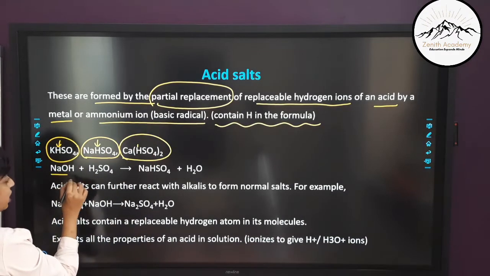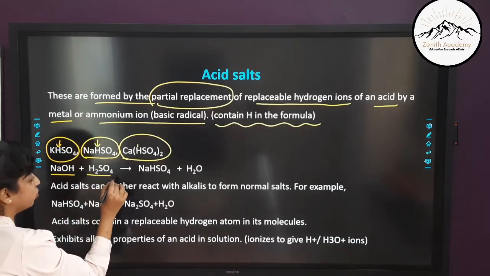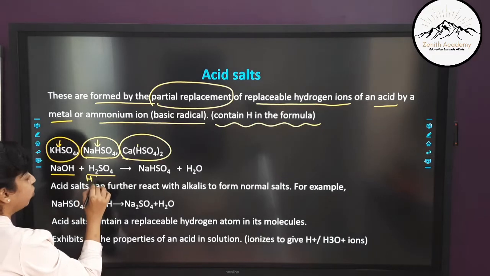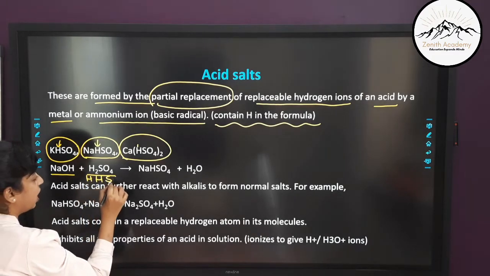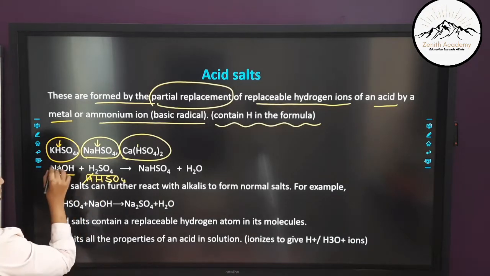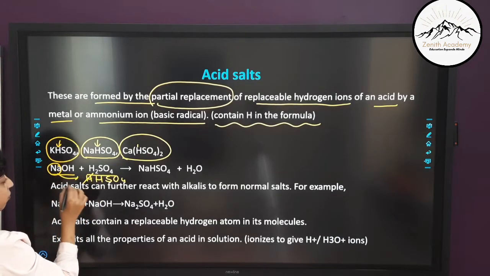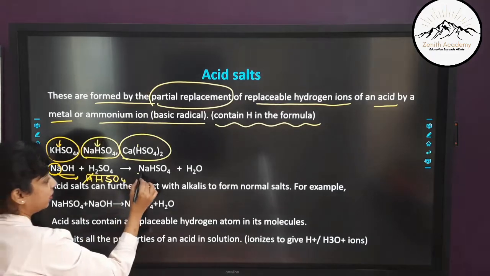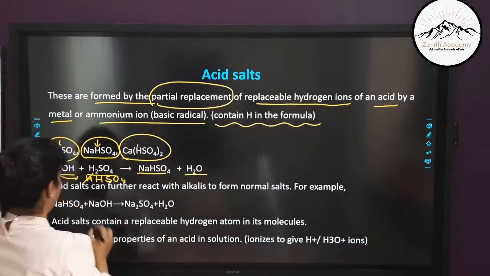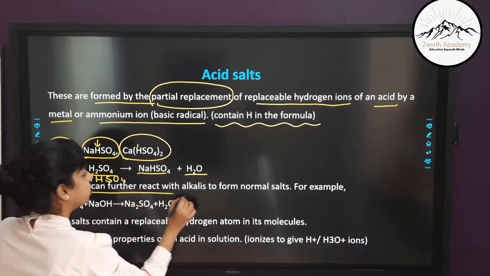So see this reaction: sodium hydroxide and H2SO4, that is sulfuric acid. We know sulfuric acid has two hydrogens and a sulfate ion. If one of the hydrogens is replaced by sodium, then we form sodium hydrogen sulfate, or sodium bisulfate, and water. So acid salts can further react with alkalis.